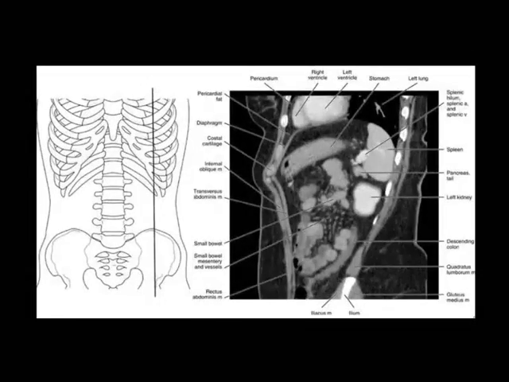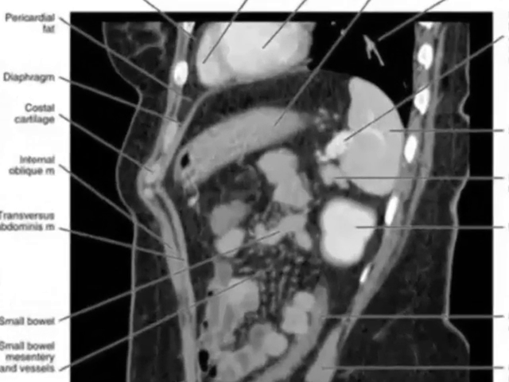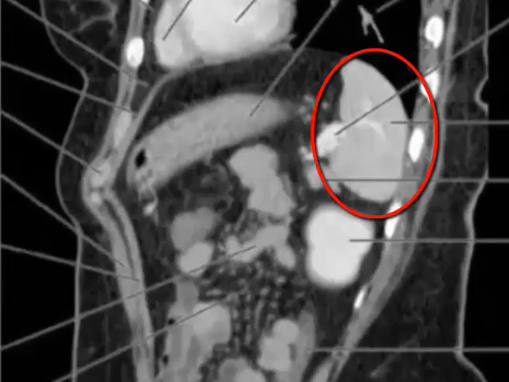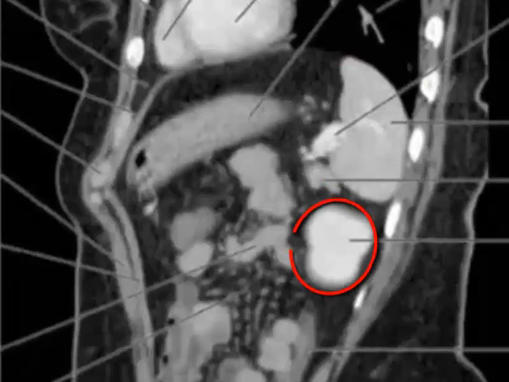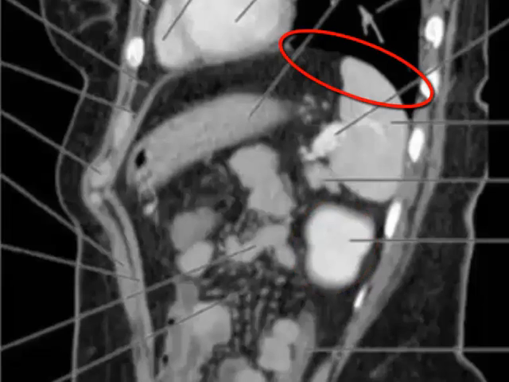This is a sagittal CT image demonstrating the spleen in the posterior left upper quadrant of the abdomen. Notice the tail of the pancreas near the medial inferior border of the spleen and the left kidney at its inferior aspect. The stomach is anterior, while the diaphragm and the left lung border the superior and upper posterior borders.